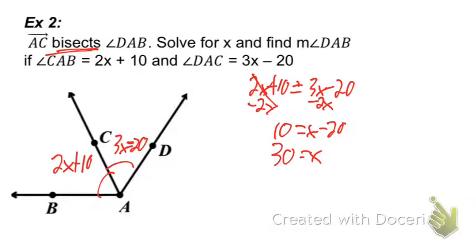Are you guys okay if I don't write in that add 20? Okay, you don't have to write it in. We've been doing it up to this point because it's easiest, just to show your work and for you to see what I'm doing. But if you know, I don't need to put it. Okay, x is 30. That's half of what we're trying to find. What else do we need to do?